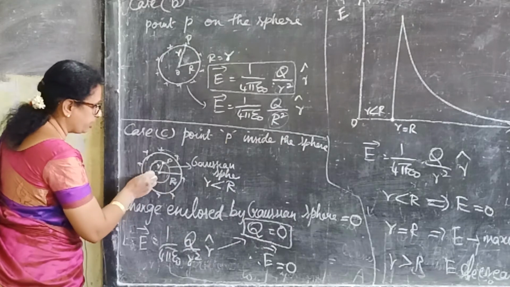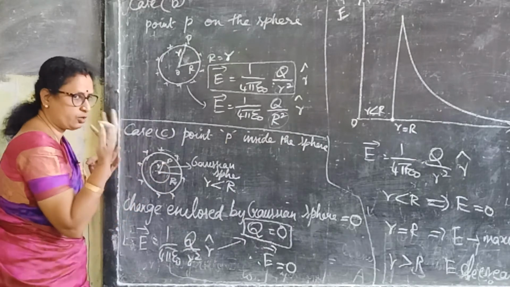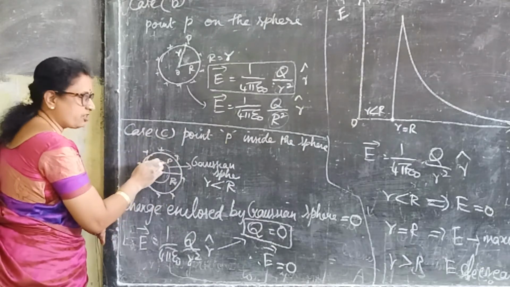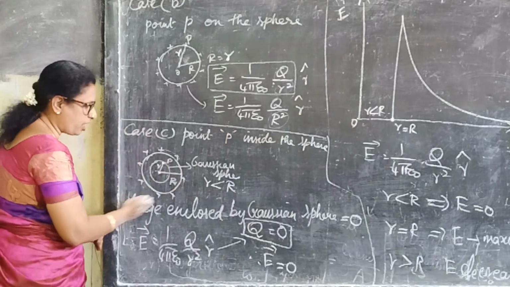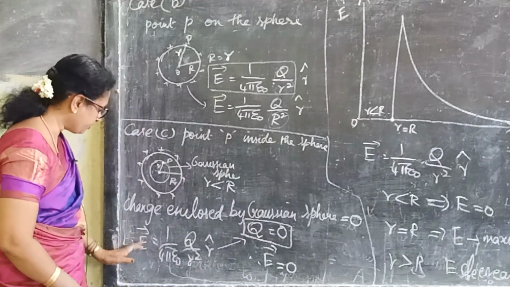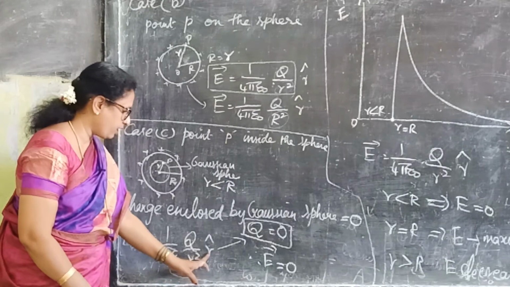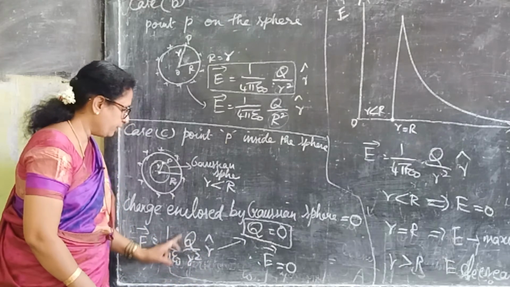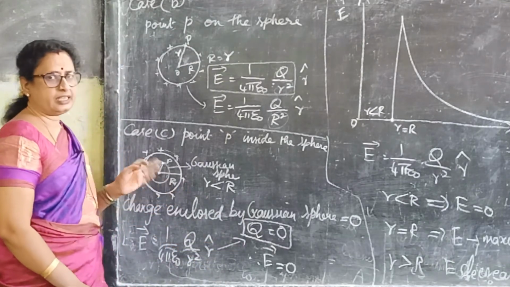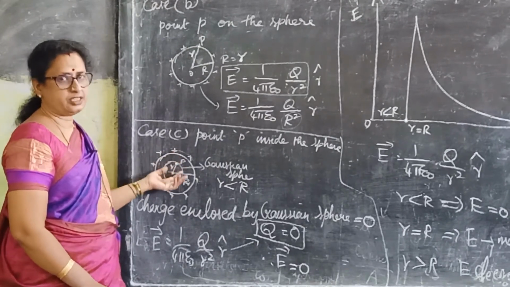So what is the charge enclosed by the Gaussian sphere? Inside the Gaussian sphere we don't have any charge. The charge is present only on the surface of the sphere. Therefore the charge enclosed by the Gaussian sphere is 0. That means Q is 0. So in the expression E vector is equal to 1 by 4 pi epsilon naught Q by r square r cap, this Q is 0. If Q becomes 0, E will also become 0. So what is the conclusion? The electric field inside the charged sphere is 0.